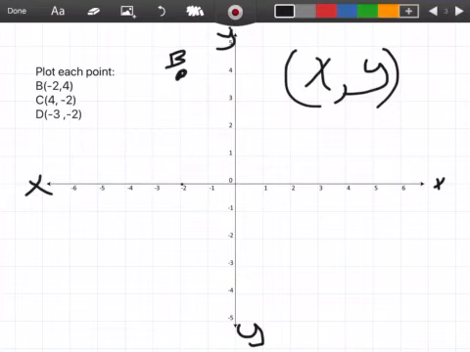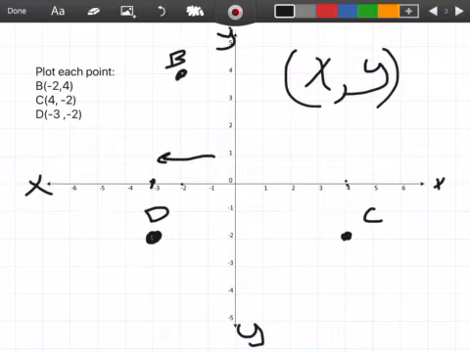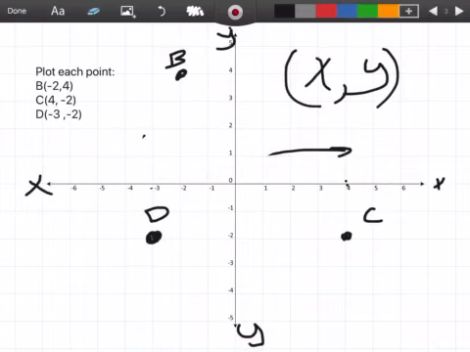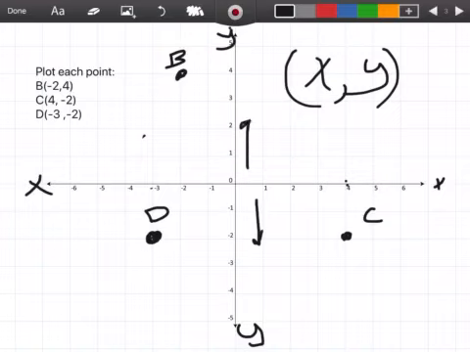C is the opposite, so 4 on the x-axis, and -2, which is right here. And then -3, -2. This will be -3 right here, and this will be -2. So this is D. You can see that x equals -3, so that means we move to the negative side. But if it's positive, you move this side. But then, let's say it's y. Negative, we're going to go downwards, and positive, we go up.